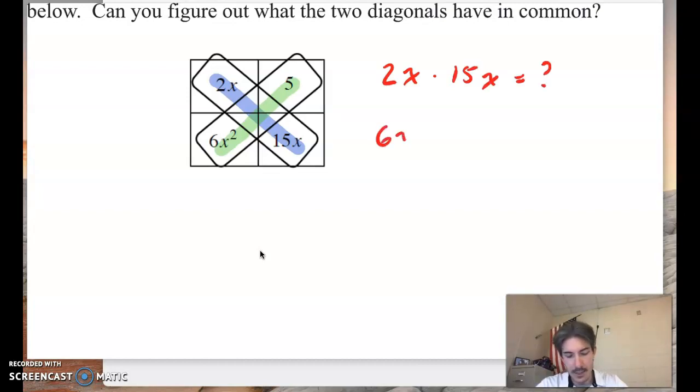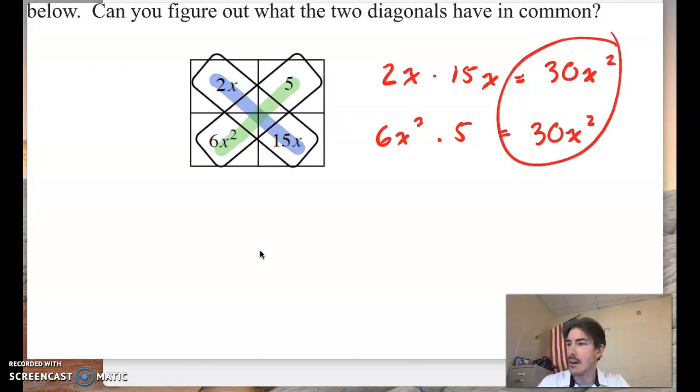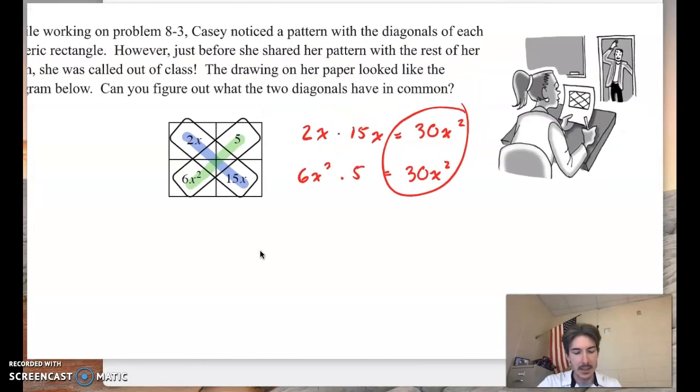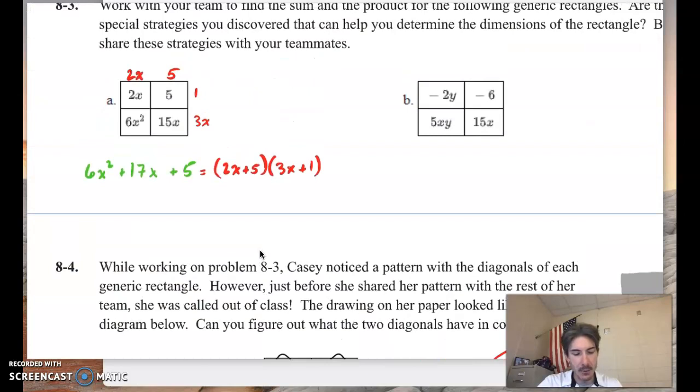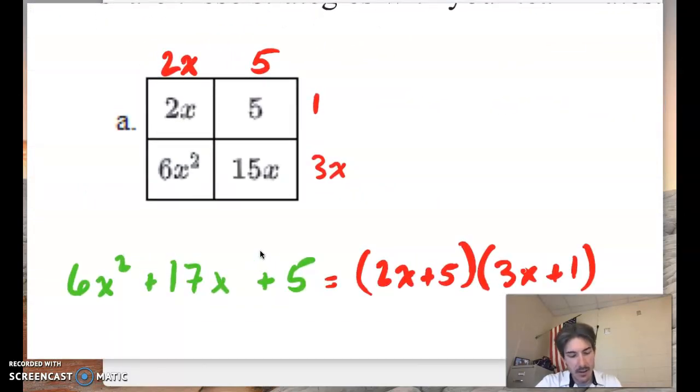And what happens when you take 6x squared and multiply it by 5, right? Consider that just for a minute. Okay? Did you figure it out yet? Bottom one might be easier. What's 6x squared times 5? Hey, that's 30x squared. What's 2x times 15x? Hey, that's 30x squared. Well, check that out. Those two things are the exact same. The product of each diagonal is going to be equal in this case. Let's bump back up here, and let's see if that works here as well, right?